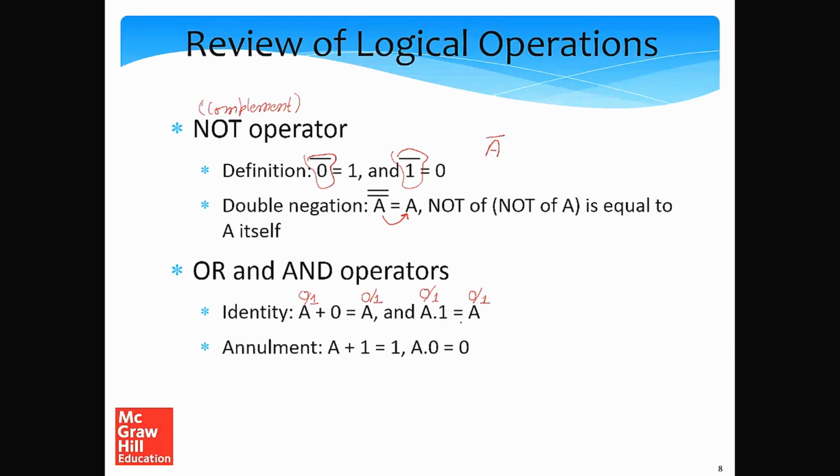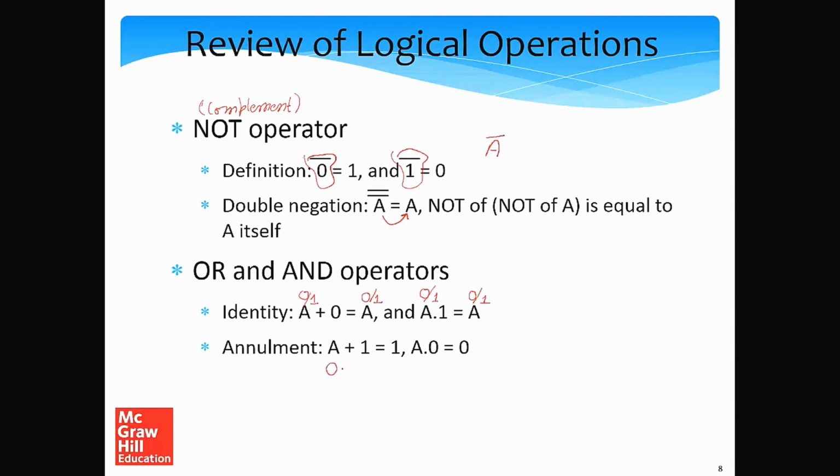So this is called identity, which basically means that any Boolean variable ORed with 0 is equal to the variable itself, and any Boolean variable ANDed with 1 is equal to the variable itself. We have a similar property in the same vein called annulment, which basically says that A or 1 is equal to 1. So let's see why.